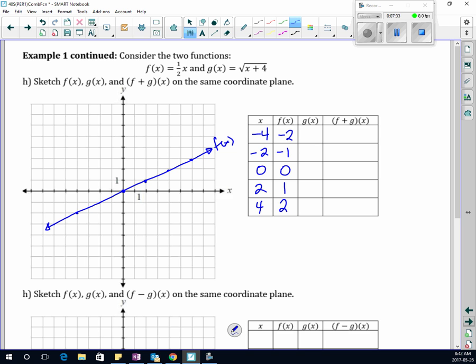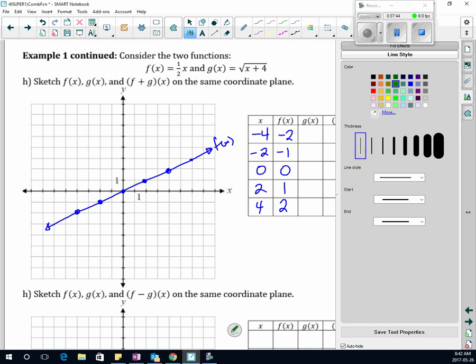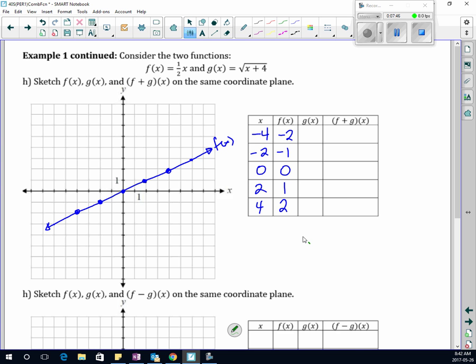So I'm going to take those points. I'm going to make it very noticeable. There? Yes? Okay. I'm going to go green now. How do I graph the square root of x plus 4? G of x equals the square root of x plus 4. It's a base square root graph that got shifted to the left.